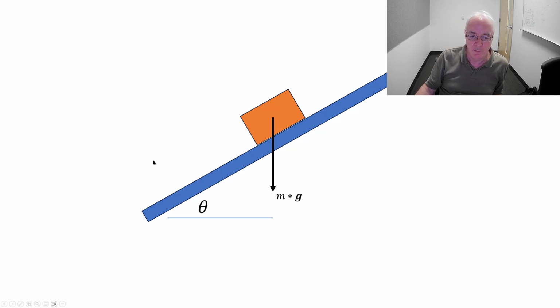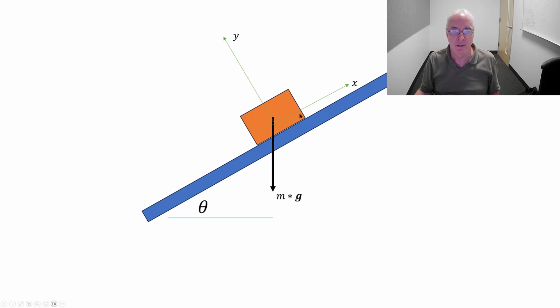Basically, a box sliding down a plane. We have the angle of inclination of the plane at theta, and essentially we have gravitational force acting vertically to drive the movement. I'd say the trick to this problem is figuring out the right coordinate system. We're going to choose the x-axis to be parallel to that plane, and the y-axis to be perpendicular to that.